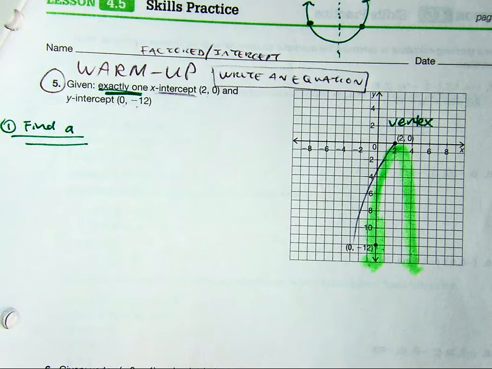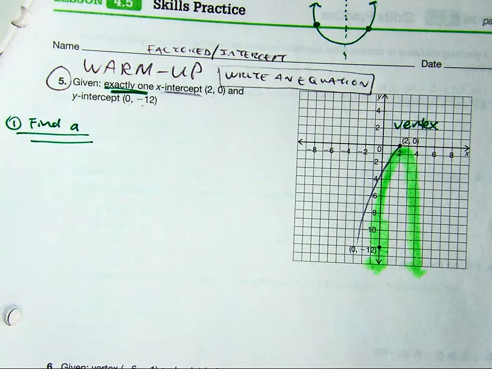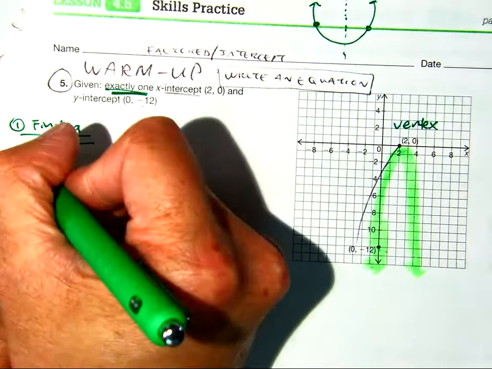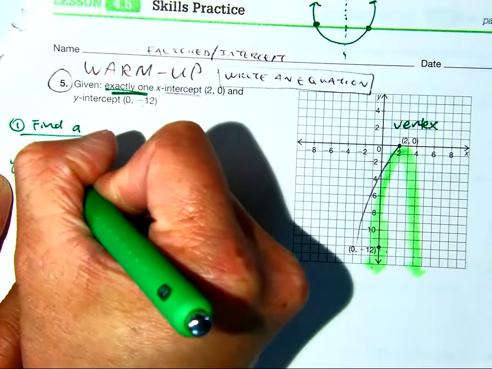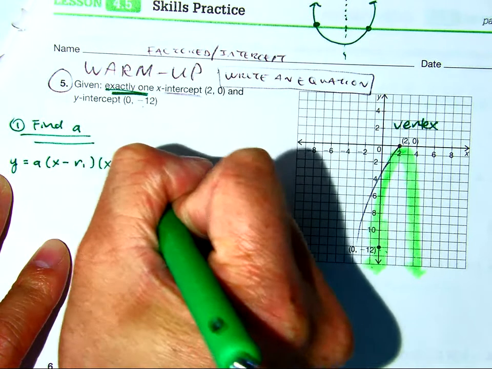Now you can do this problem in two ways. You can actually use the factored form, intercept form, which I told you guys, so let me go ahead and use that one. So my equation is y equals a times (x minus r1)(x minus r2).